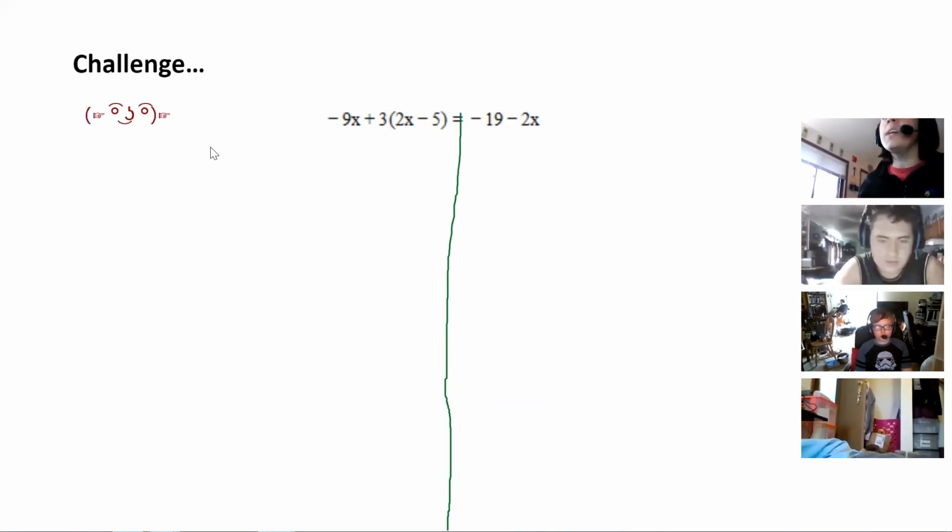Okay, so we've drawn our wall in there. I like our little emoji dude there. First step is to distribute.